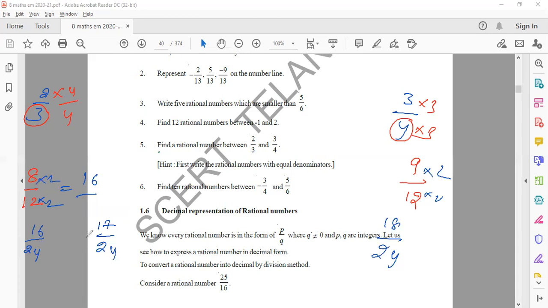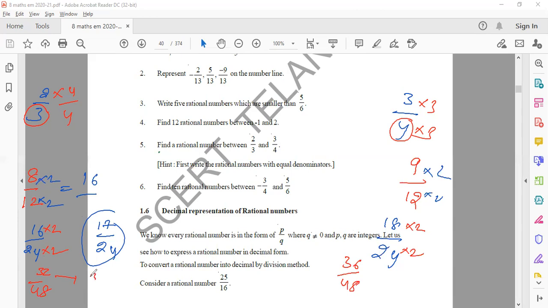But still it is not sufficient. Only one number I got. If you want more numbers, again I'll multiply with one more 2. What are you going to get now? 16 twos are 32, 32 by 48. Here 36 by 48. Here you got more numbers now.